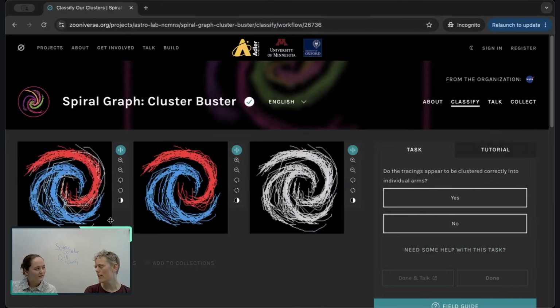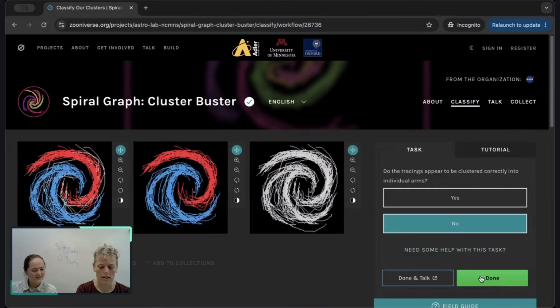I find it really interesting that they're not showing us the raw data, the underlying data. They're just showing us the tracing. But I think some of these spiral arms can be so diffuse and low intensity that it's quite difficult to work out where the middle line is. I think they probably don't want to relitigate the tracing step. They've done that. They have a lot of data on that. We don't get to decide if the tracing is bad or not. They're more interested in knowing if the algorithm has correctly separated. So we're going to say no. And then done.